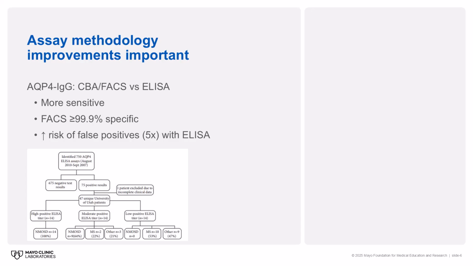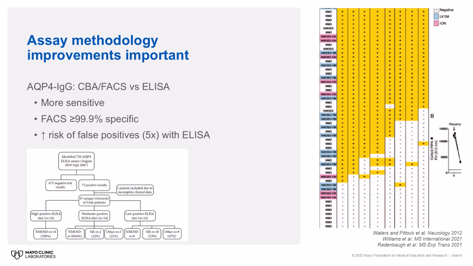In terms of how we test for these antibodies, there have been many improvements in our assay methodology, and these are important in terms of how we make a diagnosis. So our gold standard now really is using what we call cell-based assays. And here we can see an example here. I'll just show on the image here.